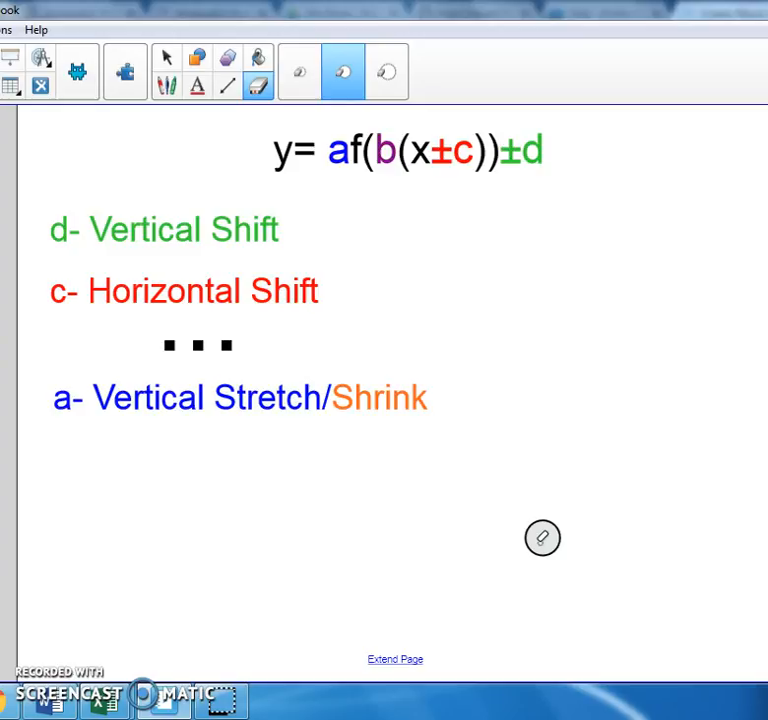Now we are going to be vertically stretching or shrinking. So we are now going to be changing the look of our function. Where we find out whether we have a vertical stretch or a vertical shrink is the number that is in front of our function being multiplied. So in our letters, we call that A.